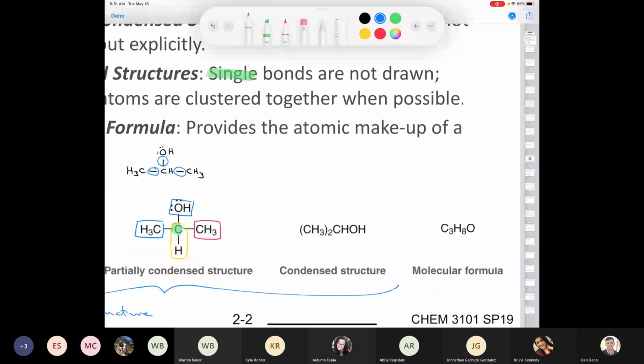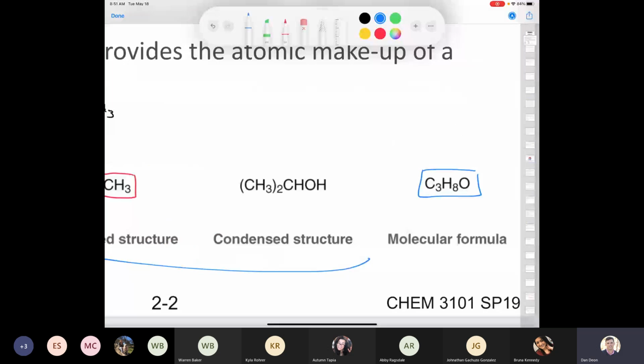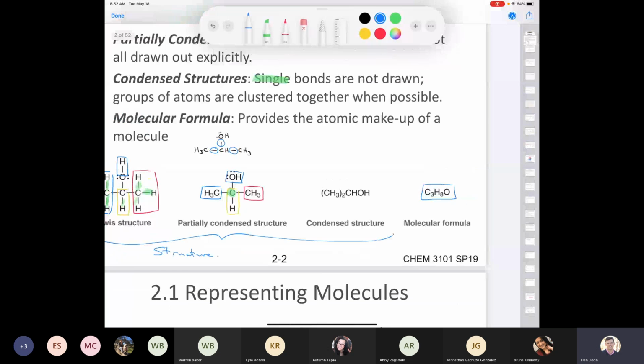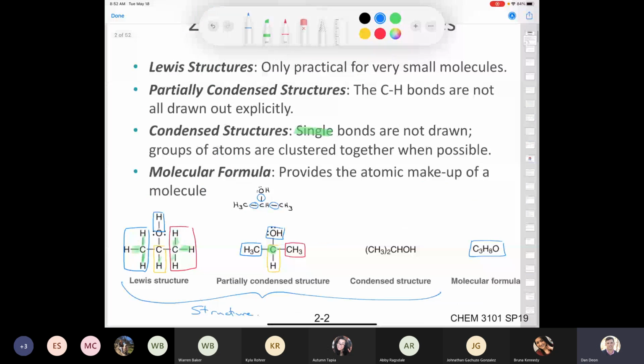In fact, C3H8O might be isopropanol, or isopropyl alcohol, but it could also be 1-propanol, and it also could be ethyl methyl ether. So it could be 3 different compounds. And so we want to be cautious when we use molecular formulas, right? They can be handy sometimes in organic chemistry, but if we're talking about structure, they are usually not handy. Okay, we're going to stick to either the Lewis, the partially condensed structure, or the condensed structure. So you need to be aware of all of these types of structures.